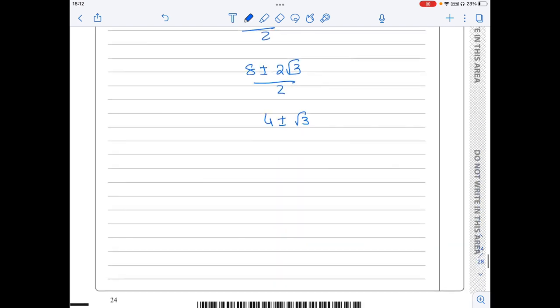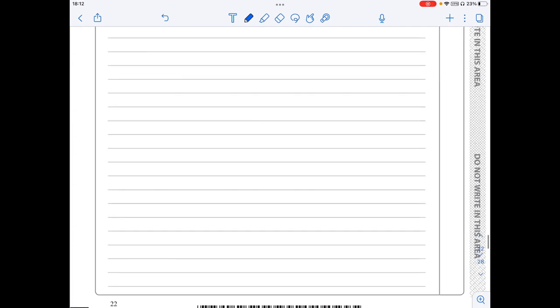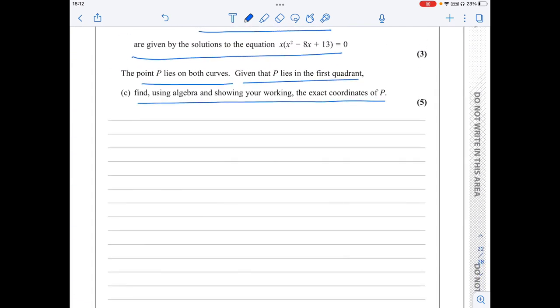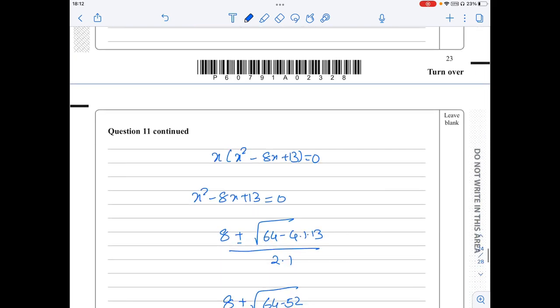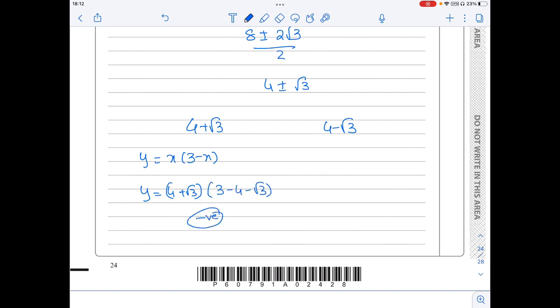Now as it is in the first quadrant, which one am I going to take? We have seen that he has clearly mentioned in the question that P lies in the first quadrant. So I have 4 plus root 3 and I have 4 minus root 3. So y is x times 3 minus x. If I take 4 plus root 3, then 4 plus root 3 times 3 minus 4 minus root 3 becomes a negative number. So therefore it is not possible. So I have to take only 4 minus root 3.